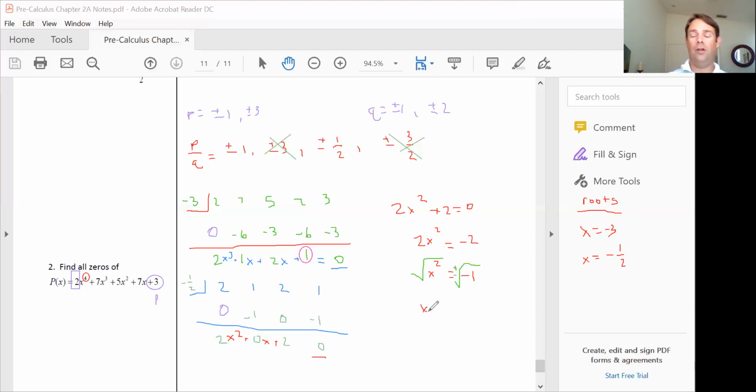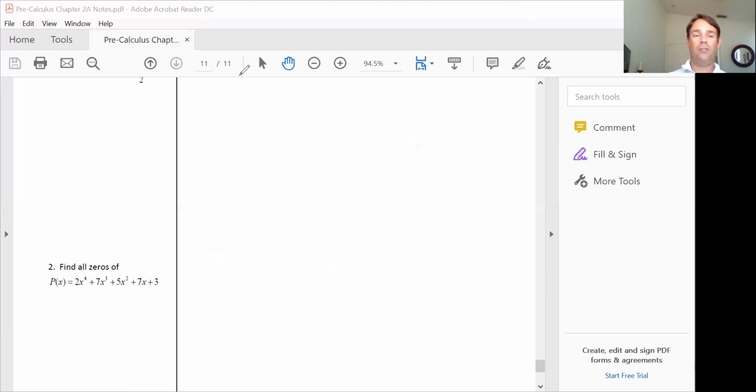X equals a plus or minus. Again, the square root of -1 is i. Well, here's my last two. X equals plus or minus i. The number of complex roots equals whatever the degree was. That's the fundamental theorem of algebra. Let's go on and take a look at our last thing here.